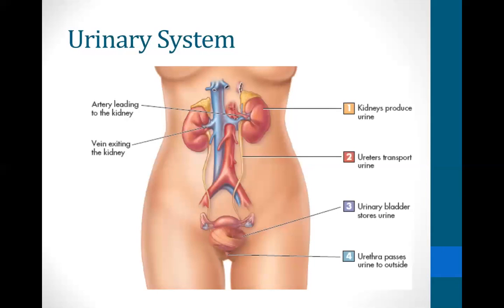Urinary system. The urinary system is composed of the kidneys, the ureters, the bladder, and then the urethra, which we use to pass urine out of the body. And the urinary system helps us get rid of wastes as well as excess fluid and balance water within our body.